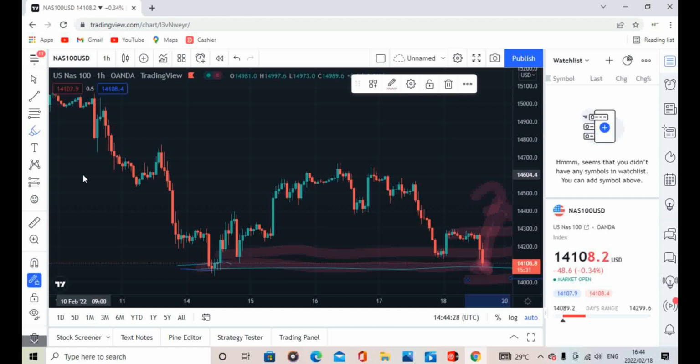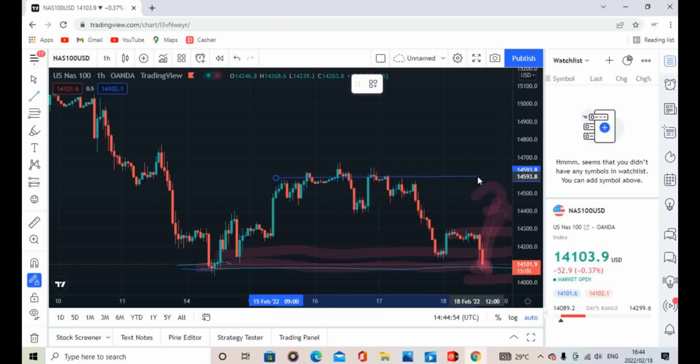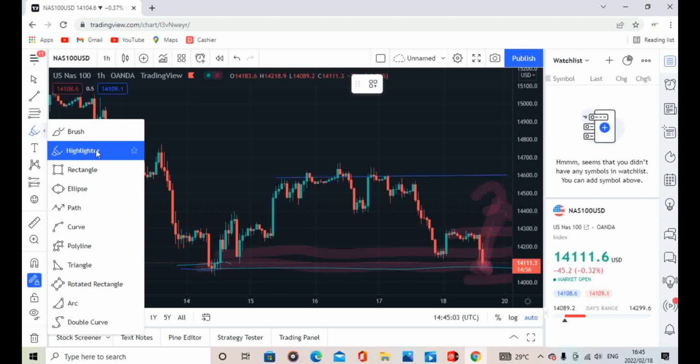As you can see guys, the market has been moving in different ways. Ever since I made the video about the level of resistance and support, the market has been moving pretty much exactly how I told you guys it was gonna move. As you can see here, this was the resistance level. Let me check the highlighter. As you can see, this was the level of resistance.